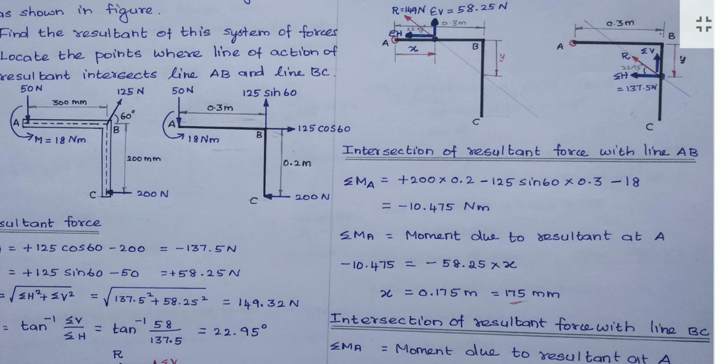For finding the value of x, I am using sigma moment about A, that means the sum of all moments about the point A. So here, see this diagram. This is the resultant single force representation. Here all the forces are acting on it, and I have to find the moment at A.